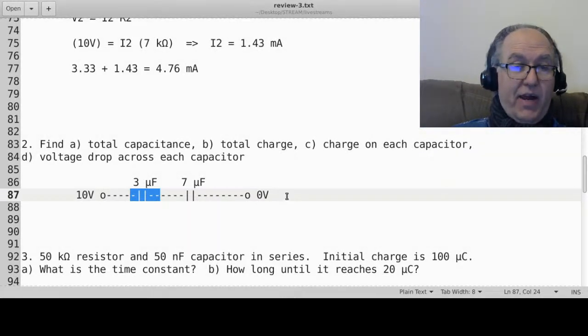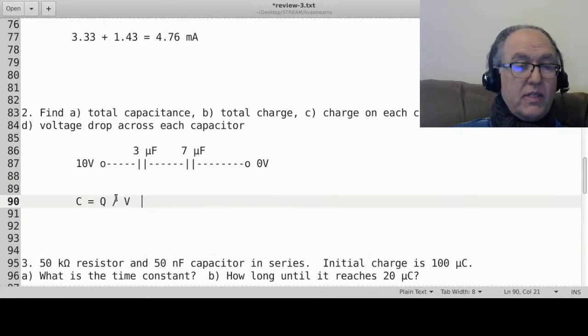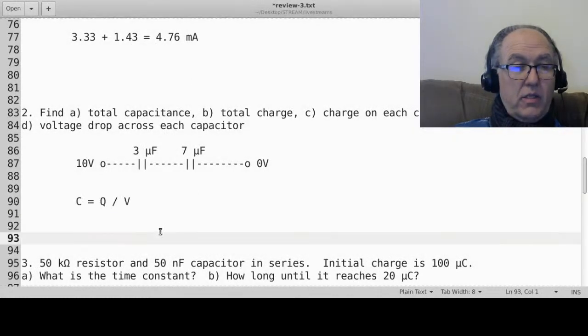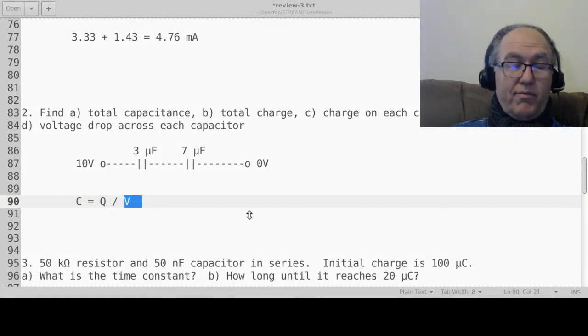And capacitance is then defined as C equals Q divided by V. So this is kind of the equivalent of Ohm's law, but for capacitors. The capacitance, that is how much a capacitor is able to store charge, is equal to how much charge you get per volt.